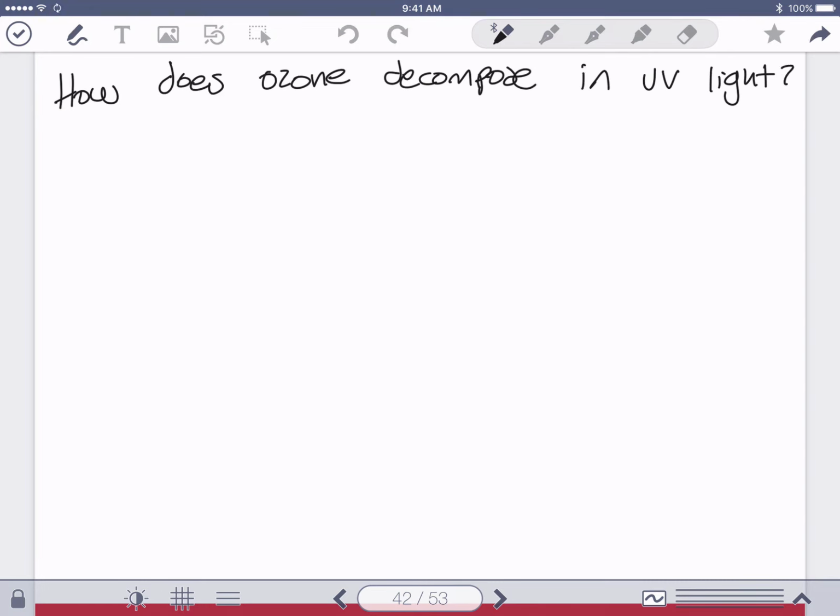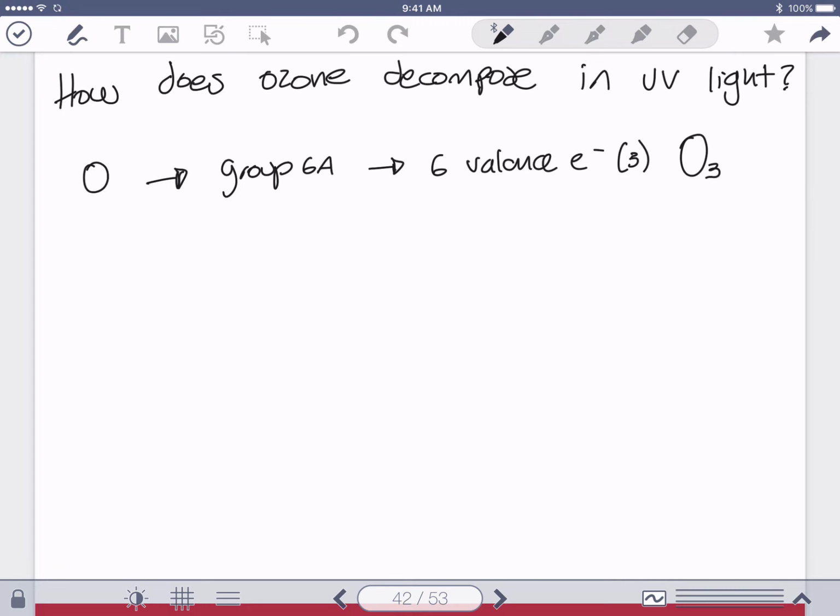So when I look at this, I need to look at the structure of ozone. Oxygen is in group 6 of the periodic table. Therefore, it has 6 valence electrons. In a molecule of ozone, we have 3 oxygen atoms. Therefore, we're going to have a total of 18 electrons. So let's look into that.